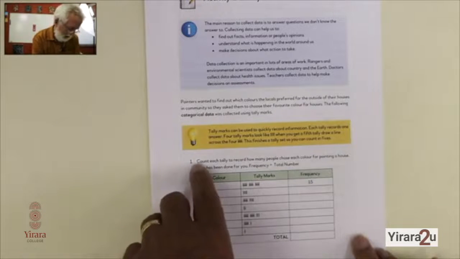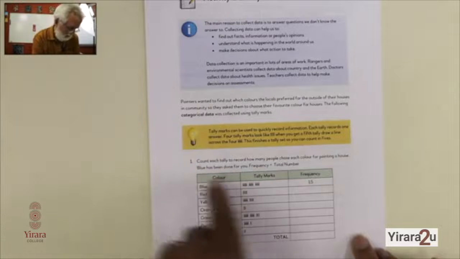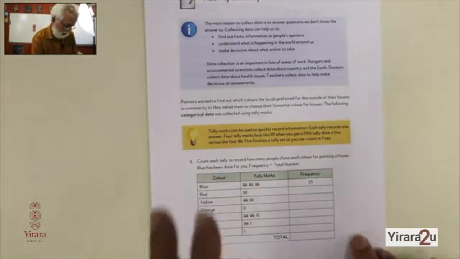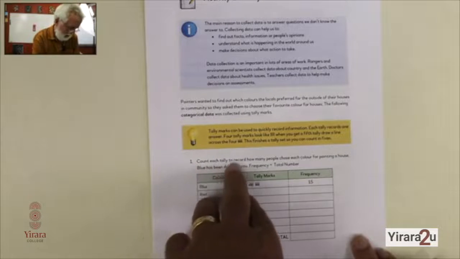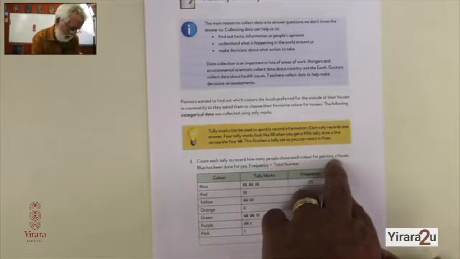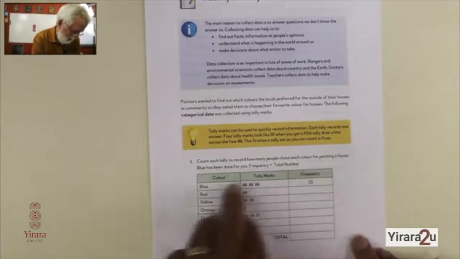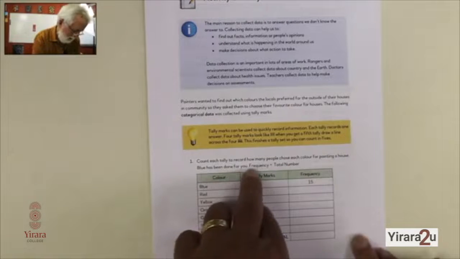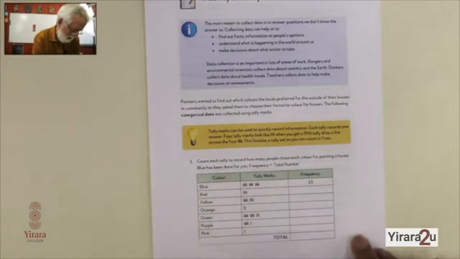So I want you to do this on your own, I'm sure you can. Count each tally to record how many people choose each colour for painting a house. Blue has been done for you, and the frequency is the total number.